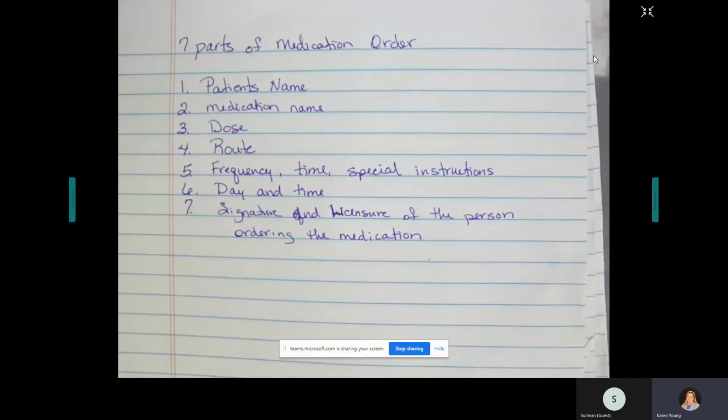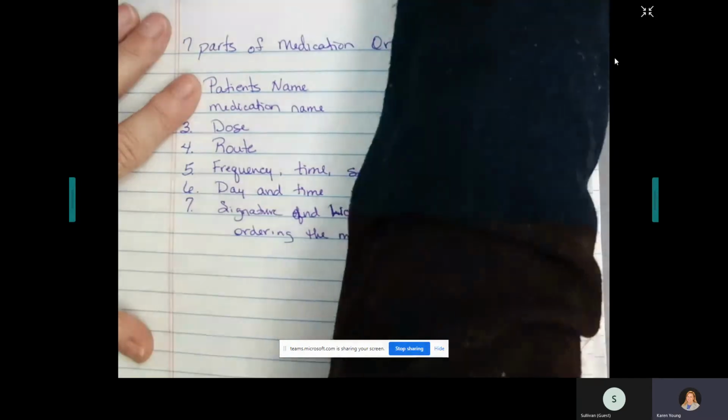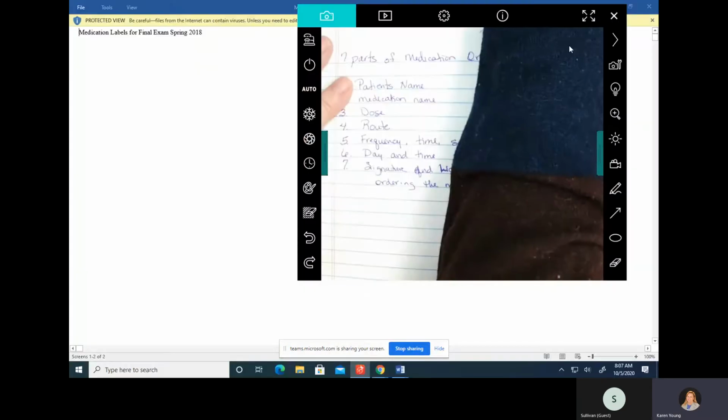Any other time I'd have 5 or 6 copies of what I want in my notebook. And I don't.